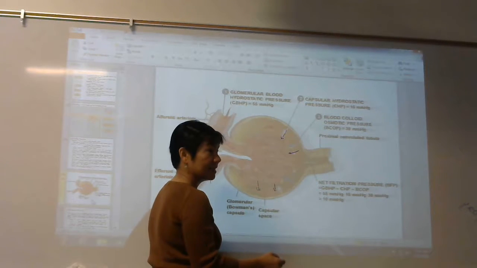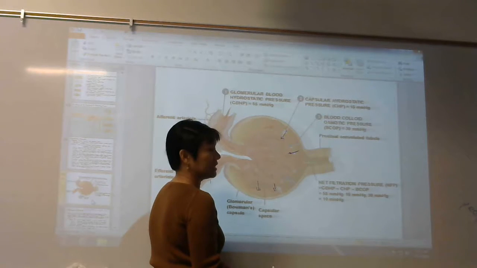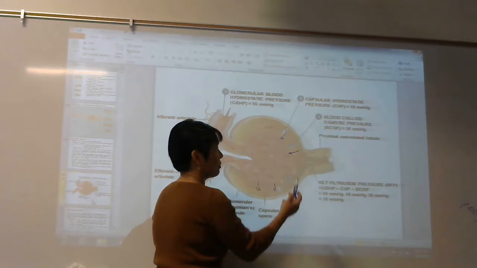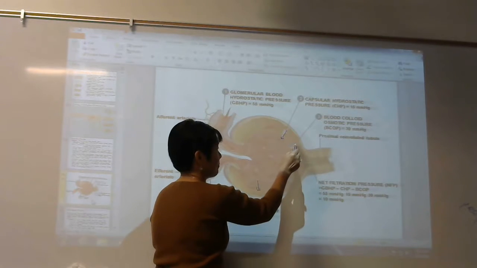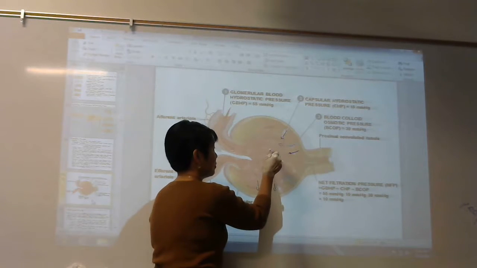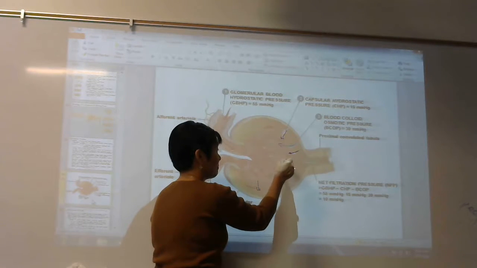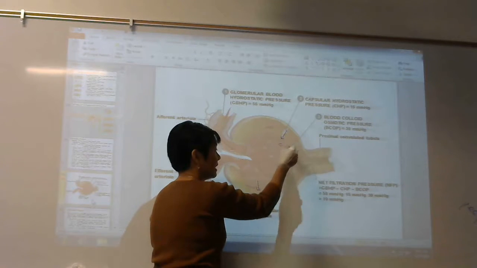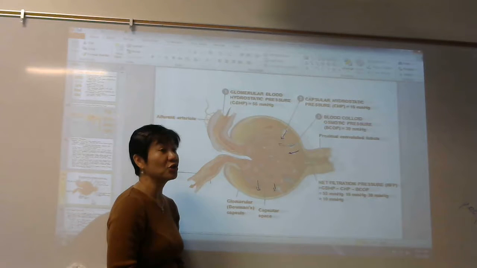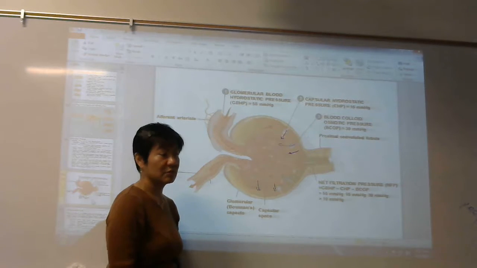See? Hydrostatic, right? And then the osmotic pressure is the one that sucks it back in. So look at blood colloid osmotic pressure, go back in there. That's the pressure from the colloid or the proteins here that sucks it back in there. Okay? So you're going to be asked to compute.